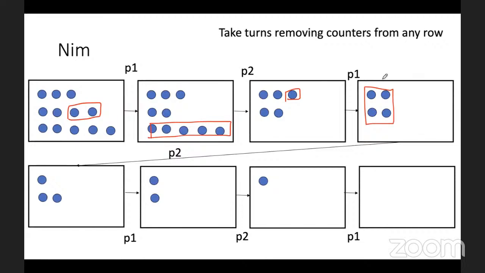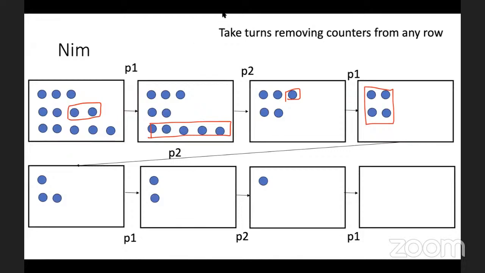All right, and again, you've got a board on which there's 2 rows, 2 counters in each row. The rules of the game are take as many as you like, but it must be from a single row. Does anybody want to give it a shot?